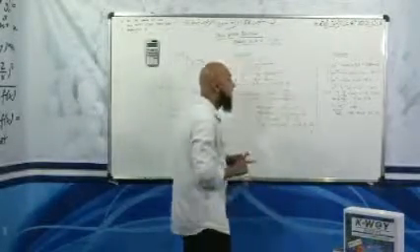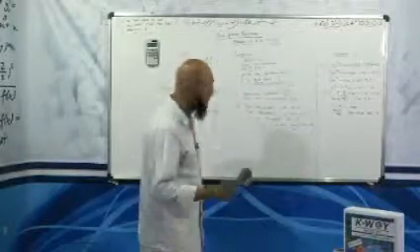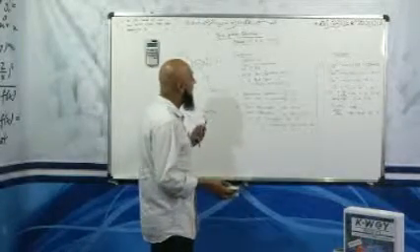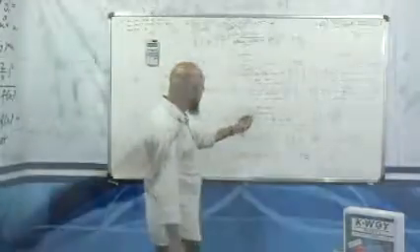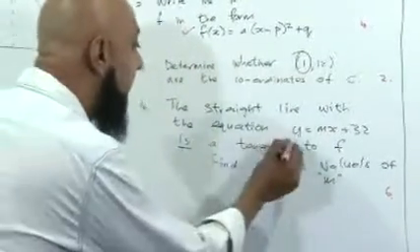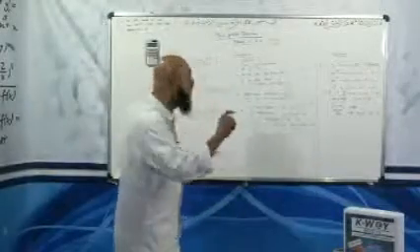So therefore, like we said, the point 1 and 12 are not the coordinates of C. Okay, now comes the next question. The straight line with the equation y is equal to mx plus 32 is a tangent. What does the word tangent mean? It means that it touches the graph at one point.